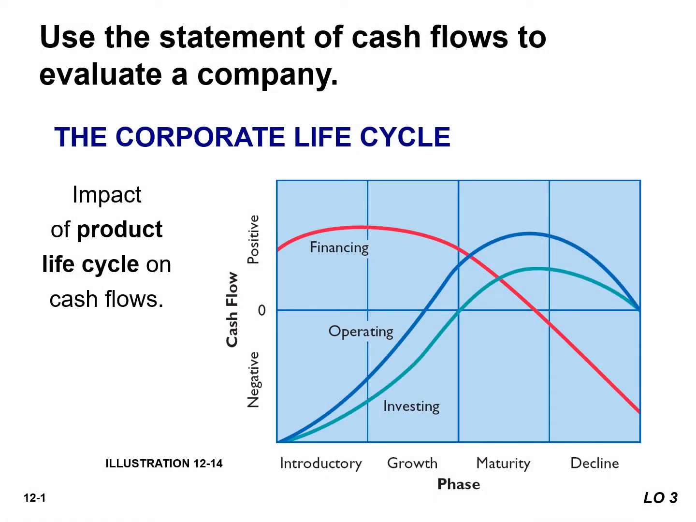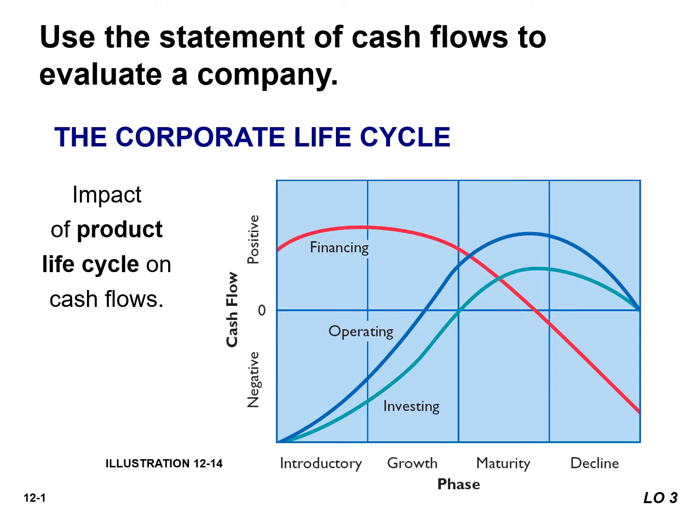All products go through a series of phases called the product life cycle. Each phase affects a company's cash flows. In the introductory phase, we expect that the company will not generate positive cash from operations, and it will spend considerable amounts to purchase assets such as buildings and equipment.